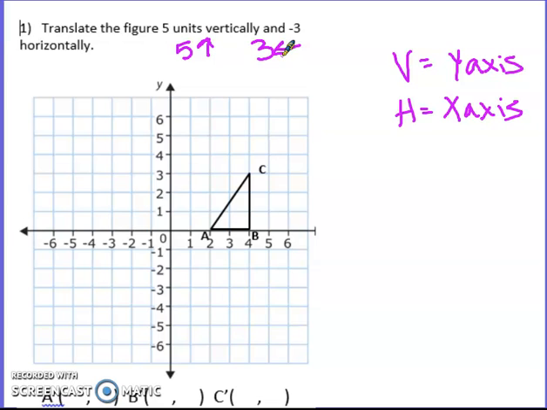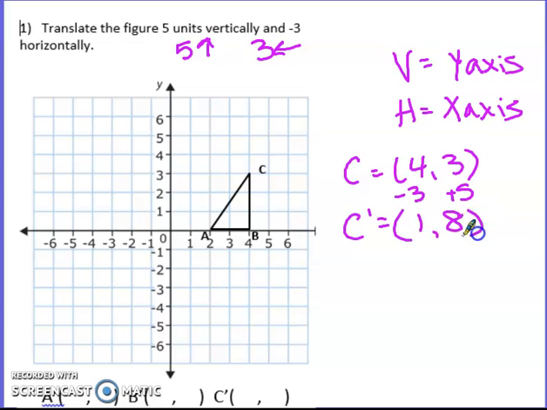So from here, you can either find the points. So if I look at C, C is at 4, 3. Well, I'm going to add 5 vertically, and I'm going to subtract 3 from the x. That will give me my C prime, which gives me 1, 8.